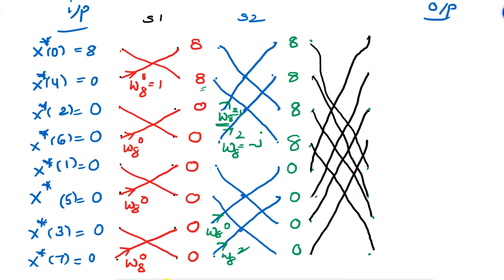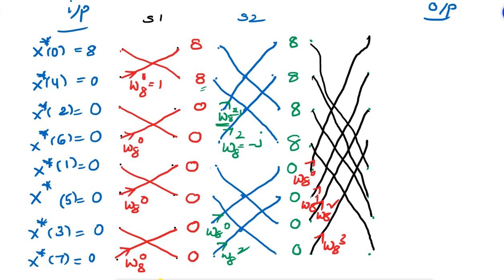Okay, so the twiddle factors are W8 power 0, W8 1, W8 2, and W8 3. Already we know that W8 power 0 is equal to 1, and W8 to the 1 is nothing but 0.707 minus j into 0.707. W8 2 is equal to minus j. W8 3 is equal to minus 0.707 minus j into 0.707.